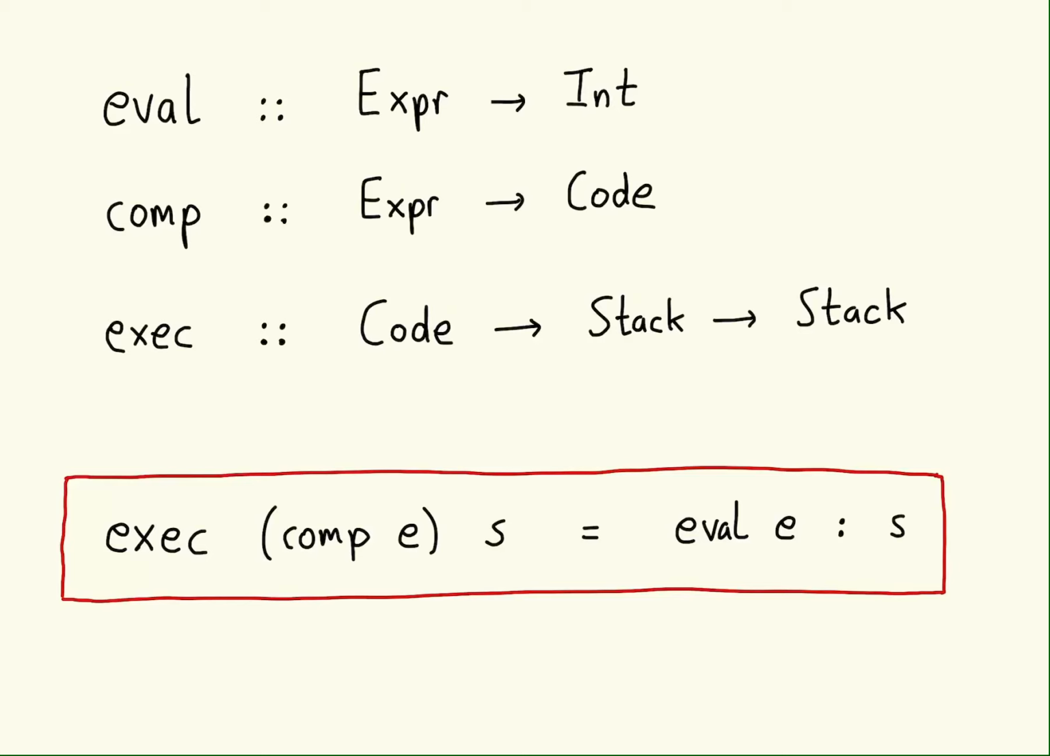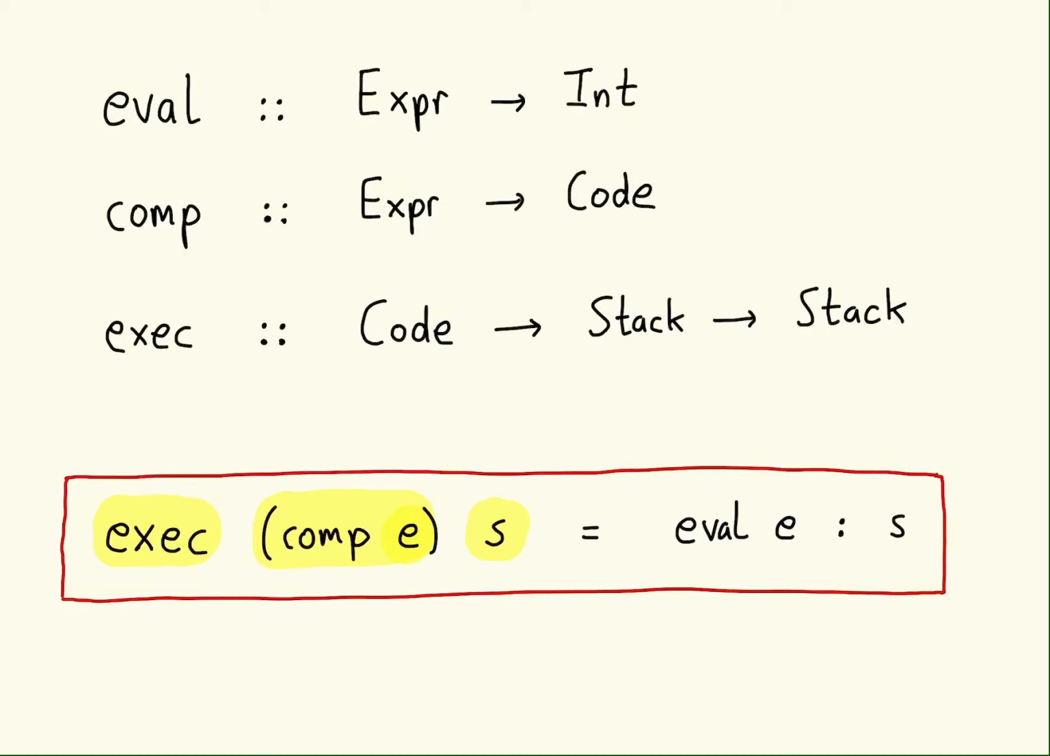And then what we have in the red box at the bottom is the equational specification for what it means for the compiler to be correct. And this equational specification actually relates in a precise way the three functions which we've defined above. So it's very straightforward to understand how this specification is actually working. We're taking an expression E, and then we're compiling it, and that will give us some code, and then we're executing that code using an initial stack S, and that will give us a final stack.